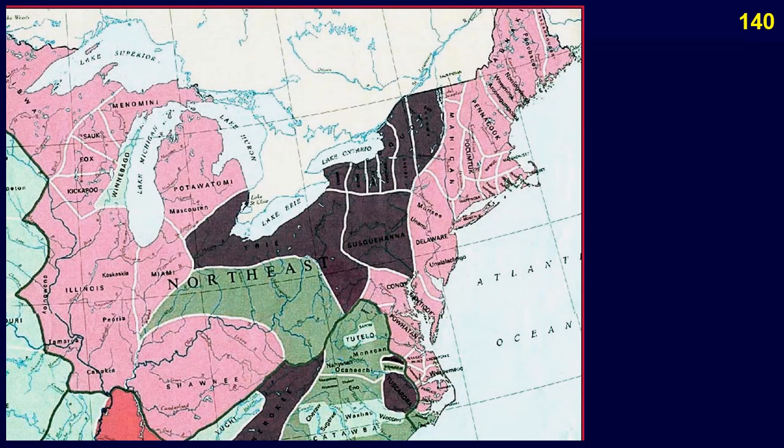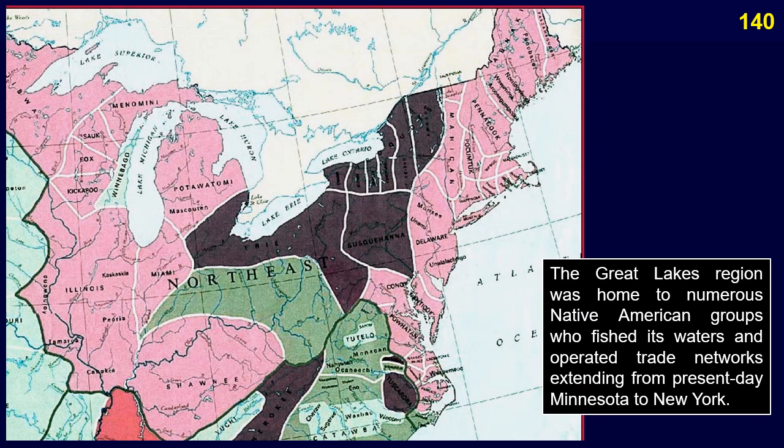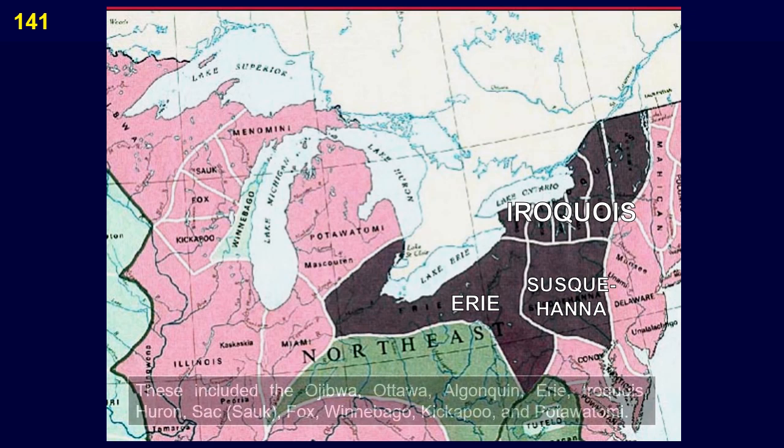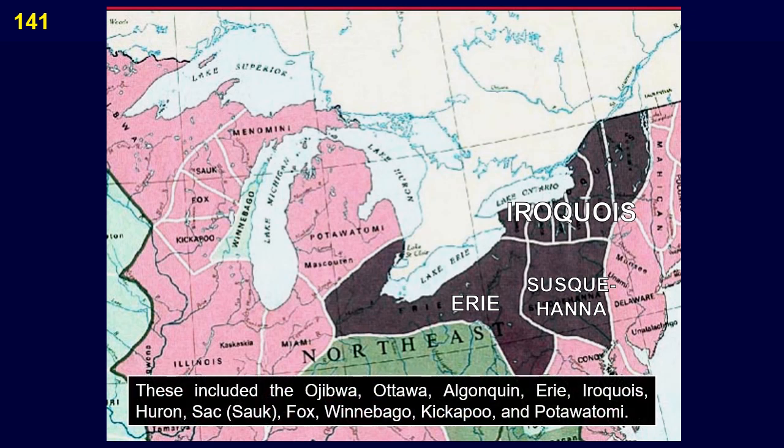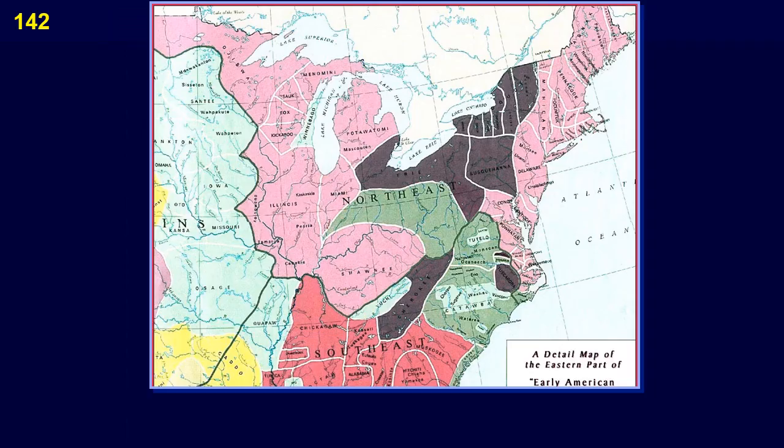The Great Lakes region was home to numerous Native American groups who fished its waters and operated trade networks extending from present-day Minnesota to New York. These included the Ojibwe, Ottawa, Algonquin, Erie, Iroquois, Huron, Sac, Fox, Winnebago, Kickapoo, and Potawatomi.